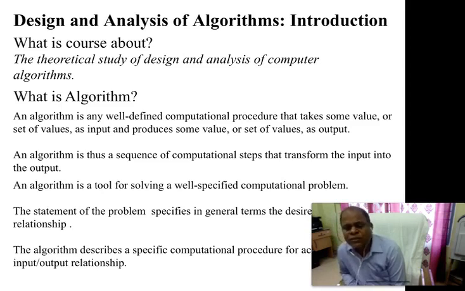Now, before starting the course, we have to know what the course is and what the importance of the course is. The course name is Design and Analysis of Algorithm. Hence, first, what is an algorithm? You are already acquainted with many algorithms in your data structures, in your architecture, and also other subjects.